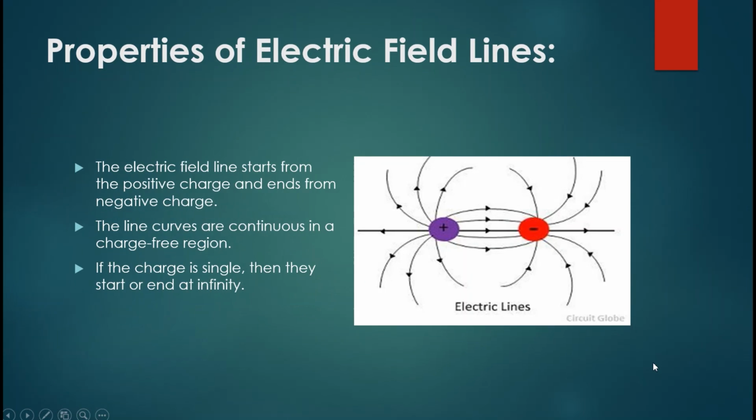The third one is the number of field lines is directly proportional to the magnitude of the charge. The fourth property of electric field lines is that the electric field line starts from the positive charge and ends at the negative charge. The line curves are continuous in charge-free region. And the last one is, if the charge is single, then they start or end at infinity.